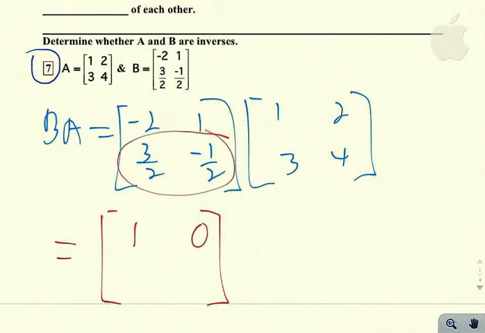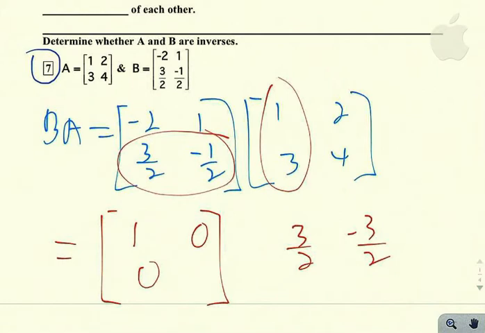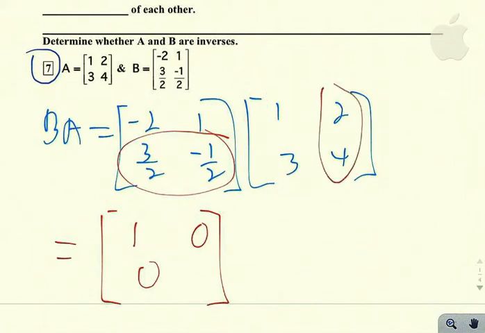Now for the second row, first column. First number is 3 halves, second number 3 halves, add them, you get 0. Second row, second column. Multiply the first numbers, you get 3, second numbers you get minus 2, add them, you get 1. So you notice AB is the identity matrix and BA is the identity matrix. So are they inverses? Yes.